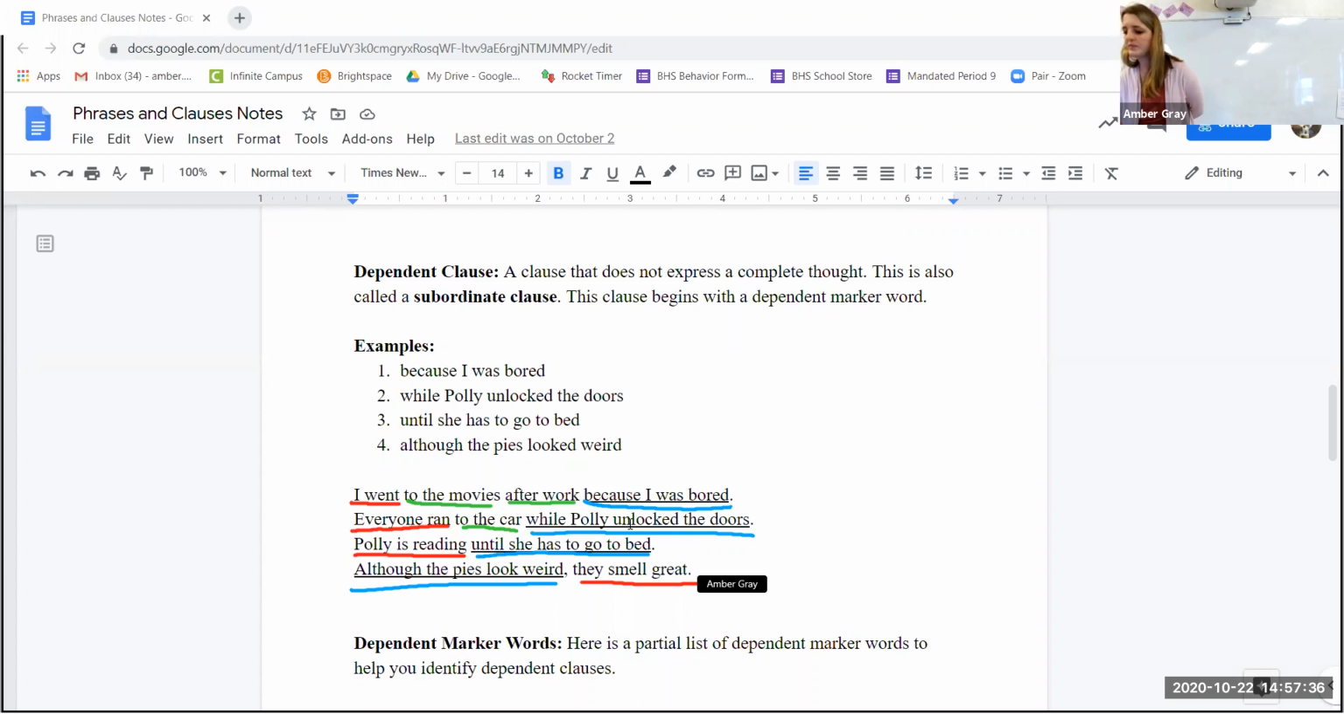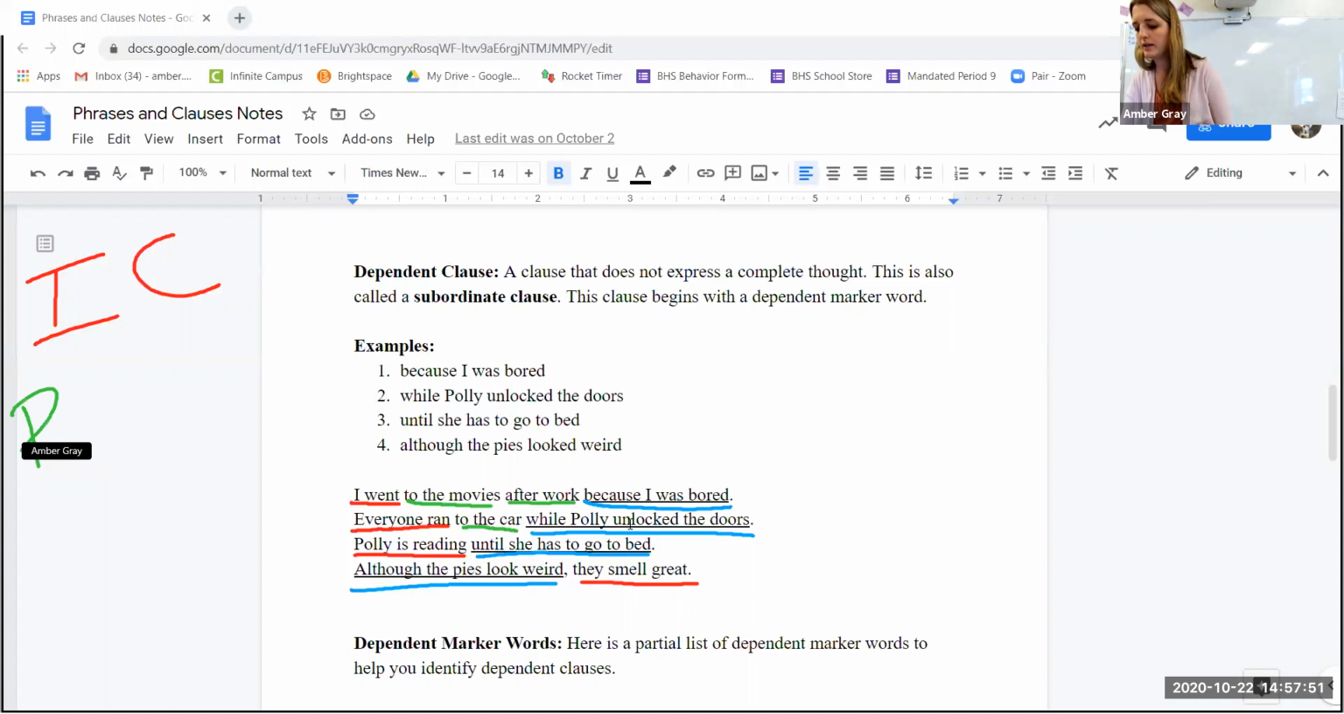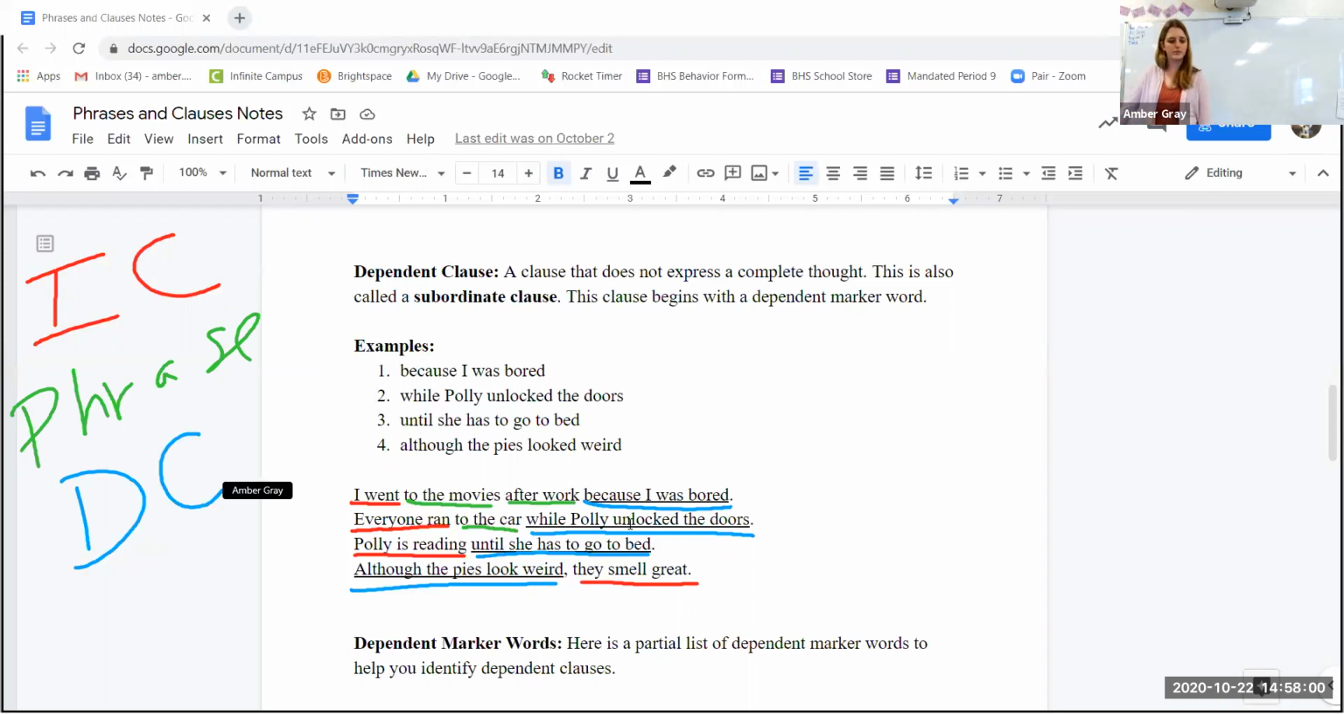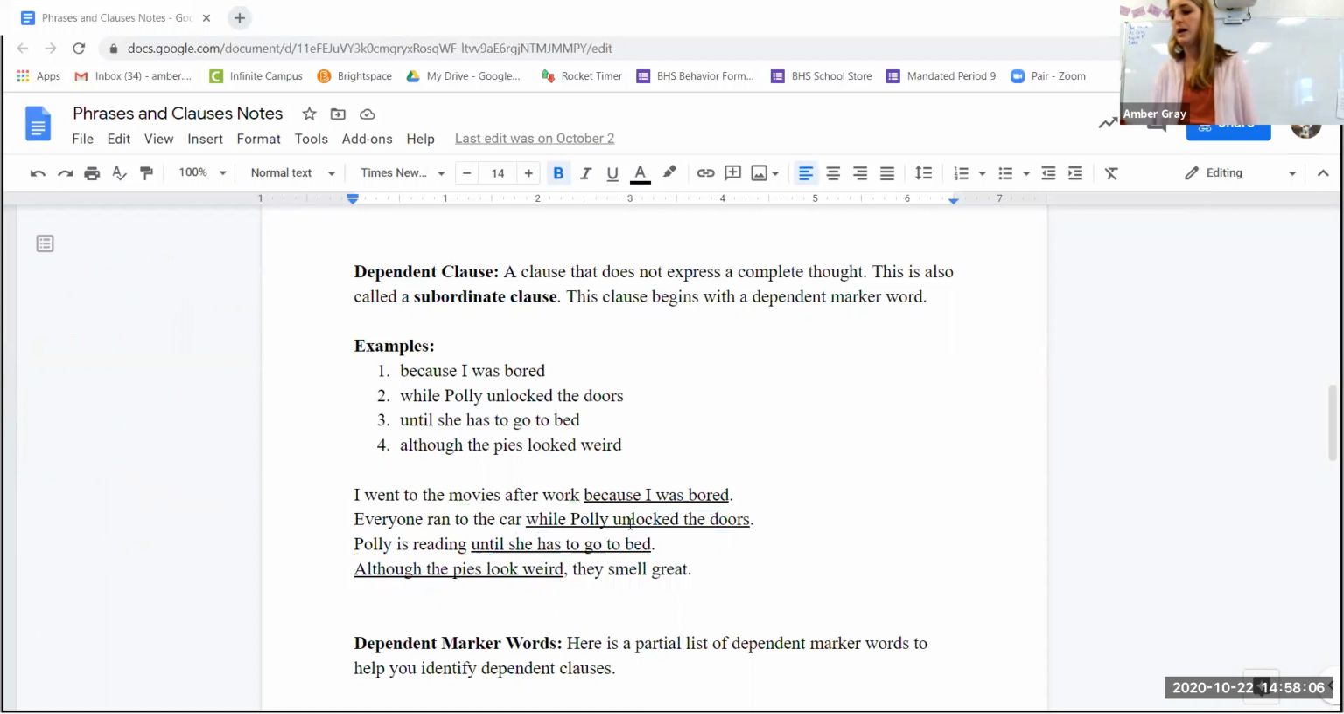They smell great. Okay, so here we have a color code where our red is an independent clause. I'll just call it IC. Okay, green is our phrase. Okay, and blue is DC. Normally I would say DC stands for Diet Coke, but here it stands for dependent clause. Okay, and just the last thing that we want to do is I want to show you guys a group of dependent marker words.